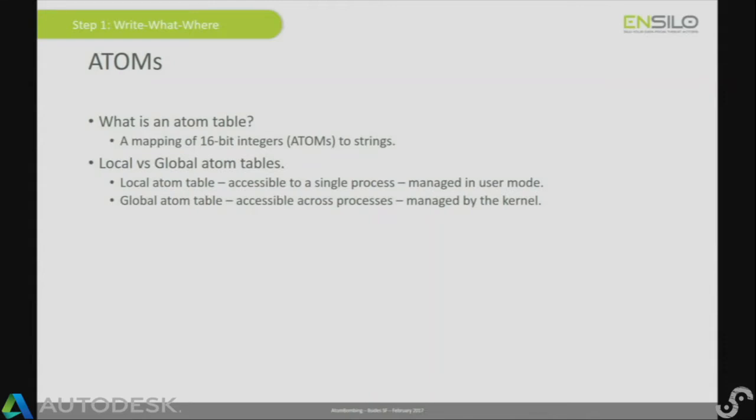We have two different kinds of atom tables: the local atom tables and the global atom tables. Local atom tables are less interesting to us because they're accessible to a single process and are completely managed in user mode. The global atom table is very interesting to us because it's accessible across processes and is managed by the kernel.